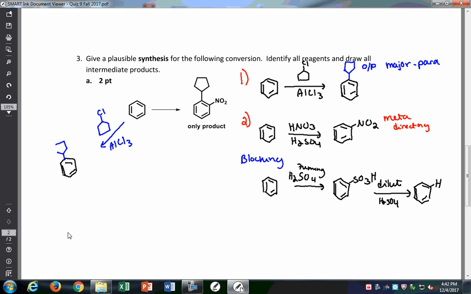Make sure you're not putting too many or too few carbons. That's a common mistake. We don't have any carbon spacers between the cyclopentane ring and the benzene ring, so don't put any extra CH2 groups in there. Now that we have this, it's an ortho-para director, but we want ortho, so we need to block the para position. So we're going to use our blocking group. That's going to direct to the para position and block it.